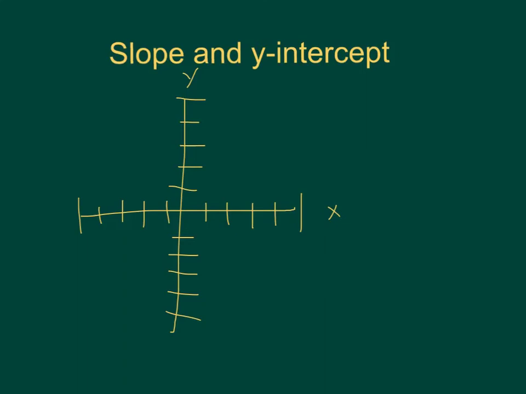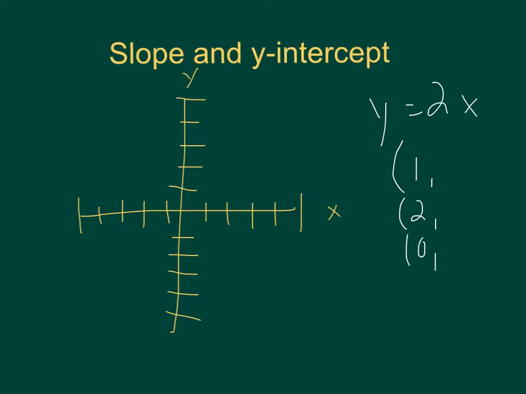So for slope and y-intercept, I'm going to start off by having us just graphing a couple of different lines. So let's say that y equals 2x. That means for every value of x, I'm going to say times 2 is my y value. So if I picked a couple, if I said x is 1, if I said x is 2, and then I said x is, let's say, 0.